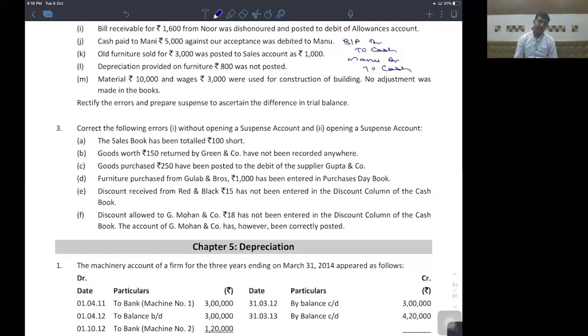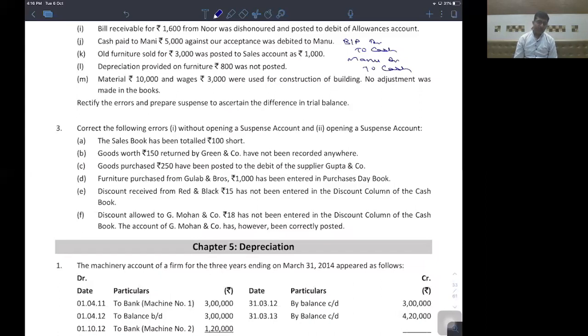Am I right? Yeah. Old furniture sold for rupees 3,000 was posted to the sales account as 1,000. You should have passed the entry as cash account debit to furniture account 3,000. But your wrong entry is cash account debit 3,000 to sales account 1,000, because it is stated that it was posted to sales account as 1,000. So instead of furniture, sales was credited, and instead of 3,000, it was credited with 1,000. Therefore, the rectifying entry will be what? Sales account debit 1,000, suspense account debit 2,000 to furniture account rupees 3,000.